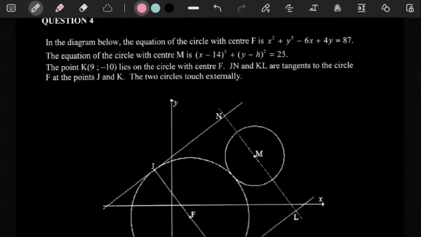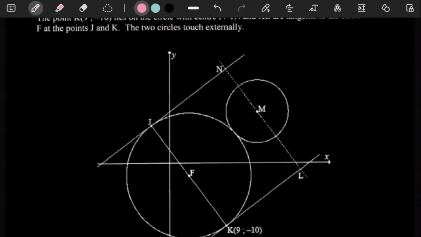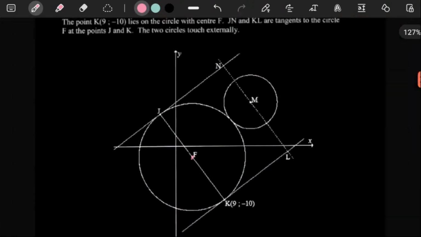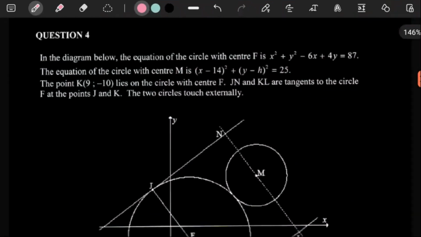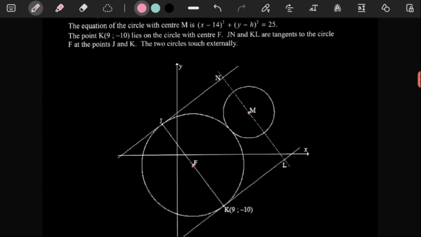In the diagram below, the equation of the circle with center F is this. Okay, so this is not in standard form, it's in a different format. And then they say here, the equation of the circle with center M is this. So this one is in standard form. And then they say the point K, where is K? K is this point here, 9 coordinate -10, right? It lies on the circle with center F.